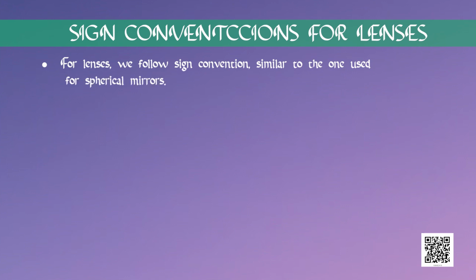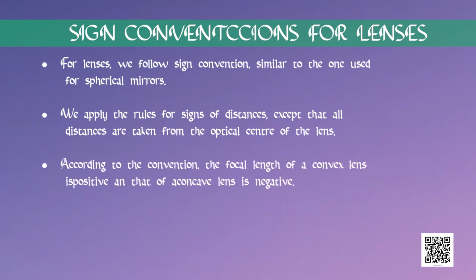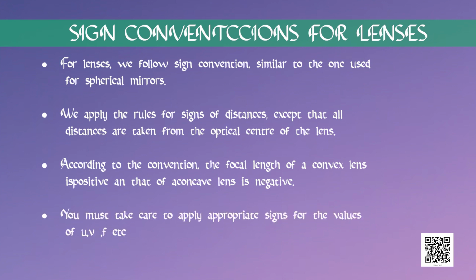Sign convention for spherical lenses. For lenses, we follow sign conventions similar to the one used for spherical mirrors. We apply the rules for sign of distances, except that all distances are taken from the optical center of the lens. According to the convention, the focal length of a convex lens is positive and that of a concave lens is negative. You must take care to apply appropriate signs for the values of u, v, f, etc.